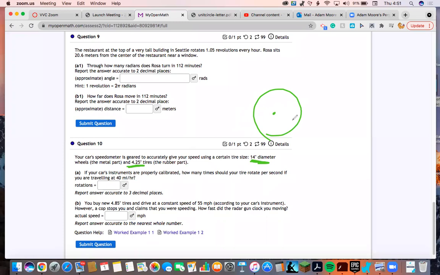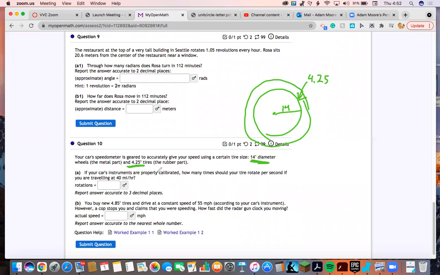So this is the wheel part. What they're saying is this is the first 14 inches, and then an extra 4.25 inches goes around it. There's the tire part, right? If they're going to ask us to figure out stuff, what they're really talking about is that your car's instruments are properly calibrated. How many times should your tire rotate per second if you're traveling at 40 miles per hour? That's something worth figuring out.